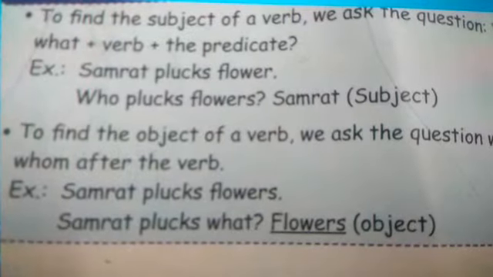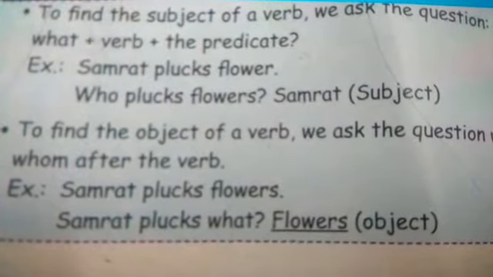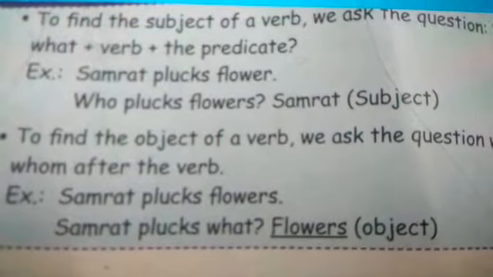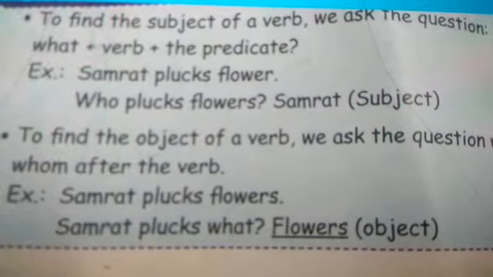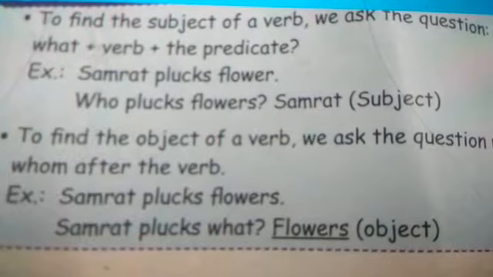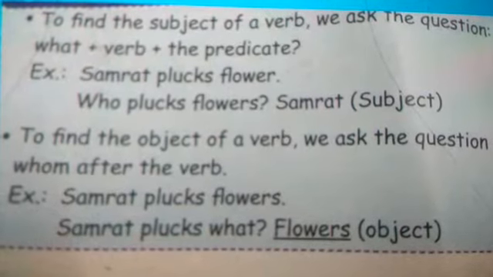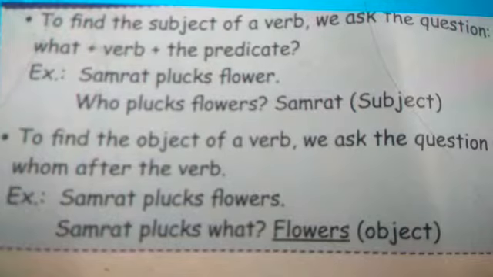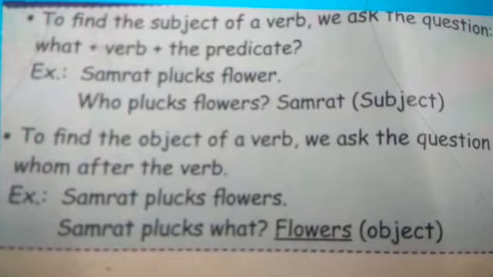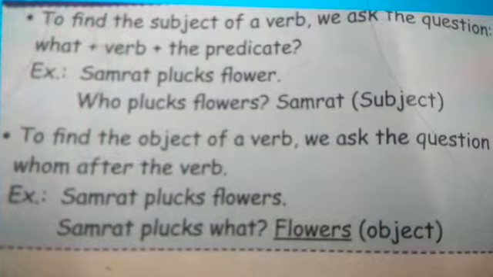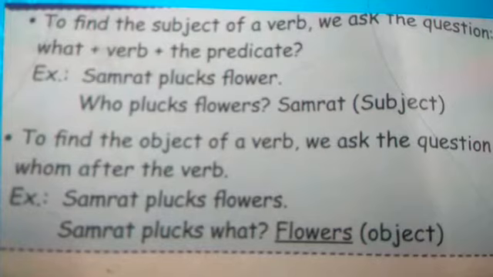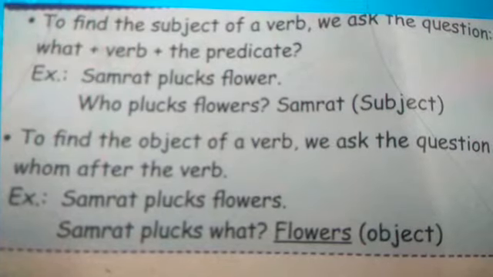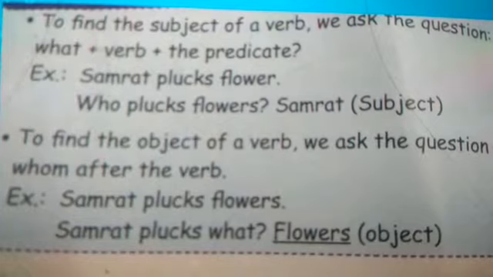So I tell you an easy way to find the subject of a verb. How? To find the subject of a verb, we ask the question, who or what plus verb plus predicate. Now example, Samrat plucks flowers. Who plucks flowers? You will get the answer Samrat. So Samrat will be the subject. Or you can ask who is doing the action of plucking. So you will get the answer Samrat.